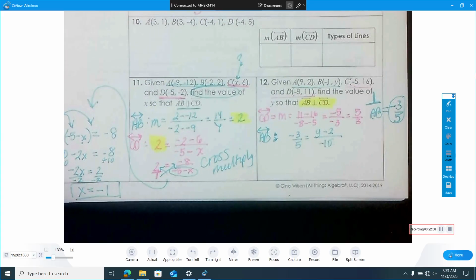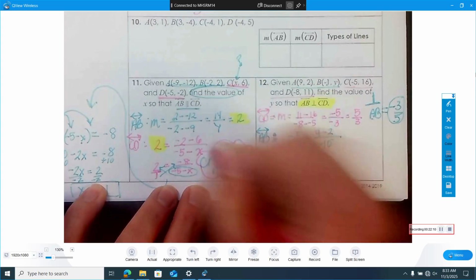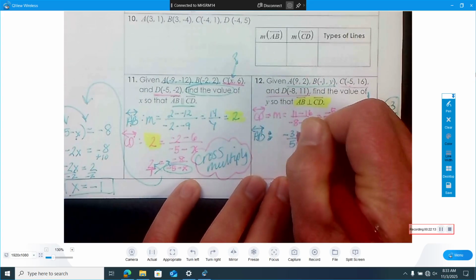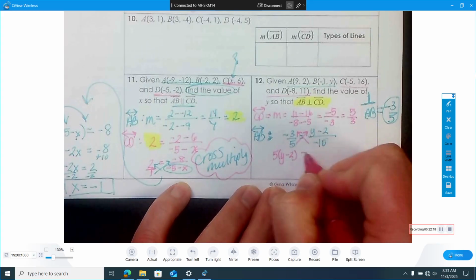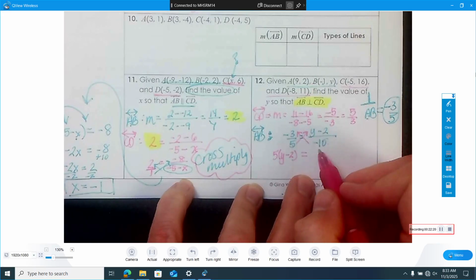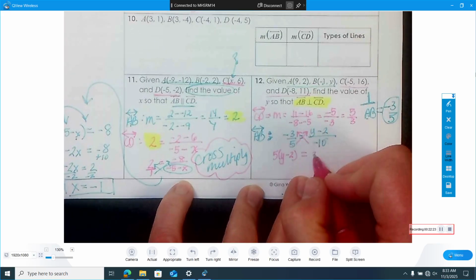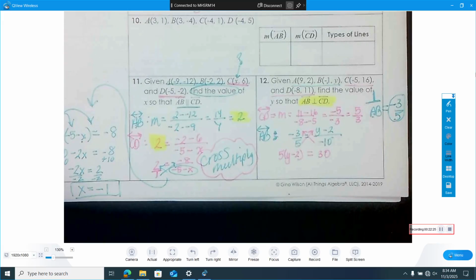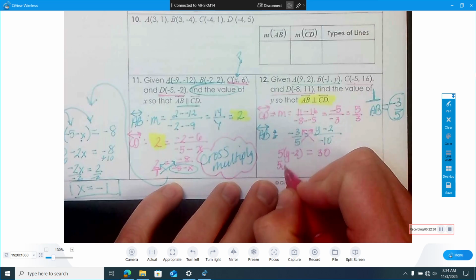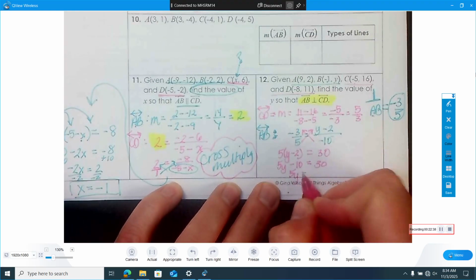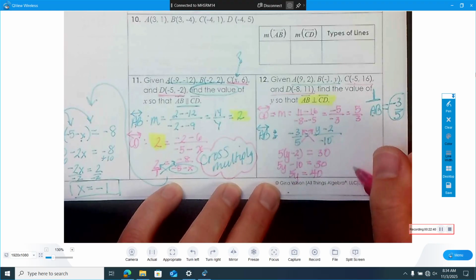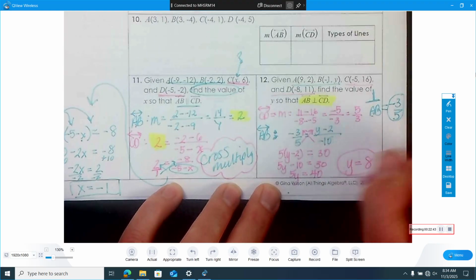How do you solve that? Cross multiply. All right, so we're going to cross multiply. So I have 5 times the y minus 2 equals 30. Yeah, negative 10 times negative 3 gives me positive 30. And then what should we do? Distribute. All right, so I get 5y minus 10 equals 30. And then add the 10. So I get 5y equals 40, which means y is equal to 8.